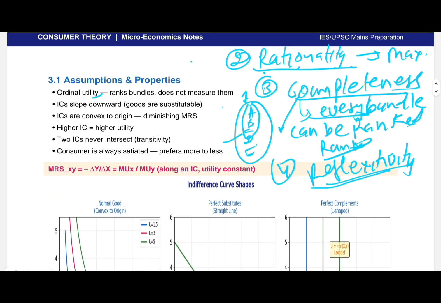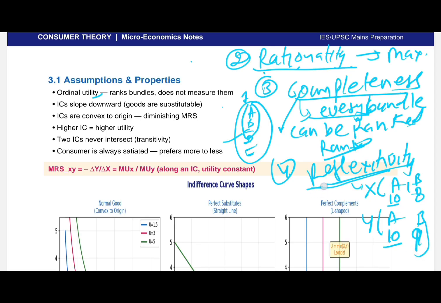Given bundle, reflexivity says that a given bundle is as good as it is. Suppose bundle X has quantities A and B, that is 10 and 8 quantities. The second bundle has the same quantity of A and B, it should have 10, and to be preferred, it should have basically 9.